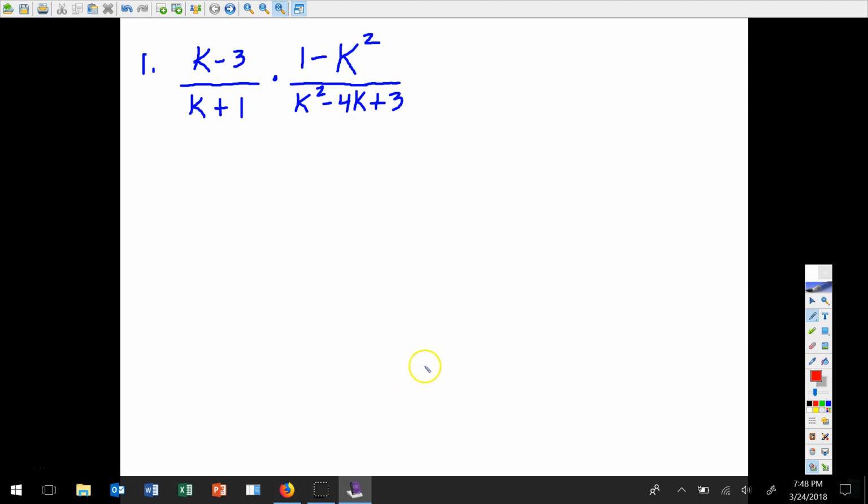So this is the Chapter 7 test review sheet, and I'm just going to work out every problem so you can have some detailed solutions, and hopefully this will help you as you prepare for this test. So let's get started with number 1.